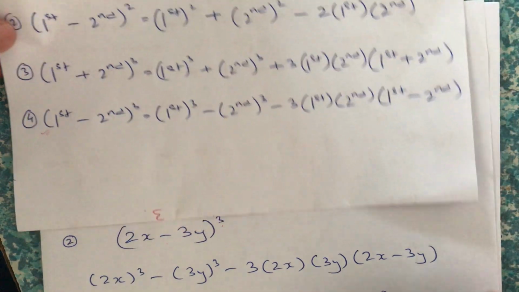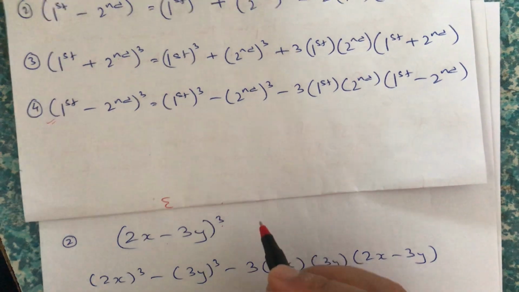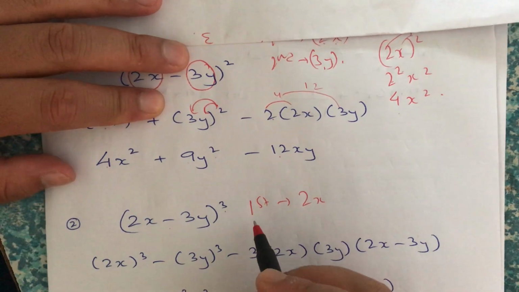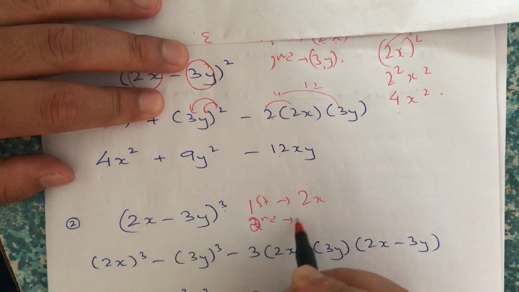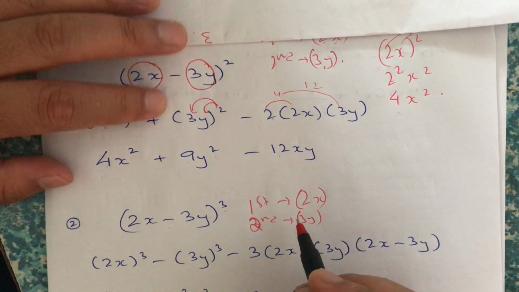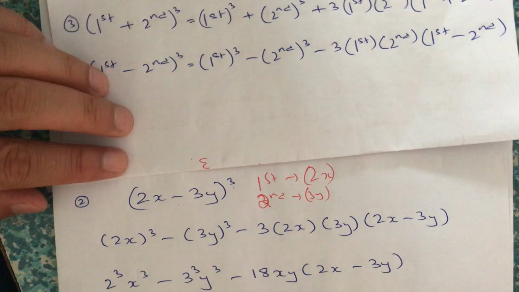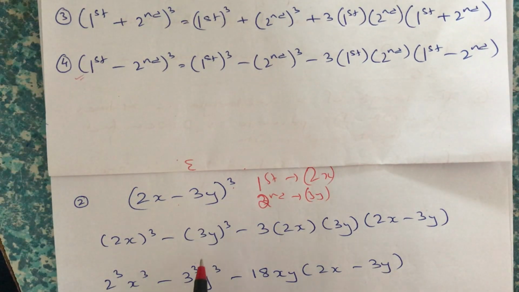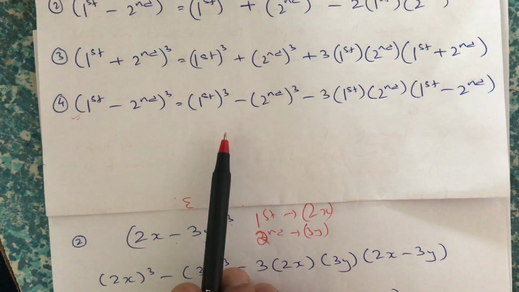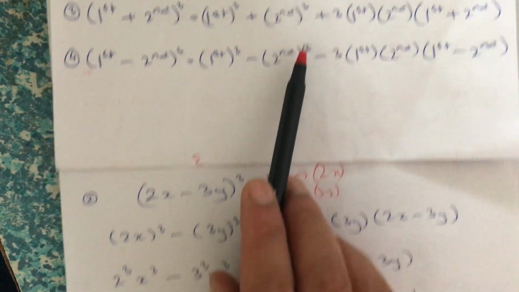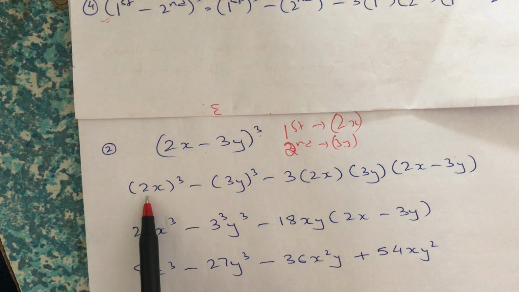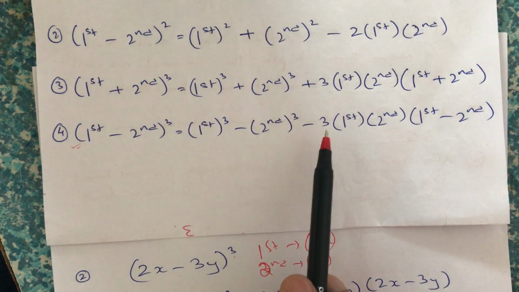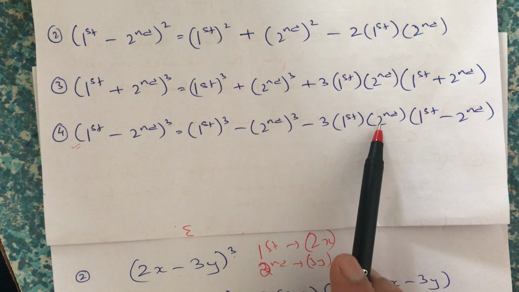Now if I look closely, again, what is the first over here? The first over here is your 2x, and the second over here is your 3y. So wherever in the formula I see a first, I'll have to put 2x, and wherever I see a second, I'll have to put a 3y. So the formula says first cubed minus second cubed. So what is the first over here? 2x cubed minus 3y cubed, minus, the formula says 3 into the first into the second.